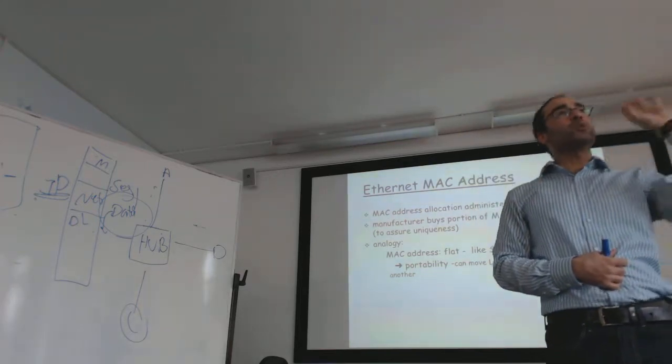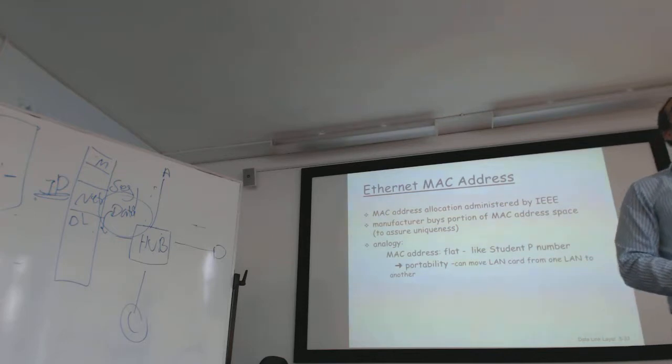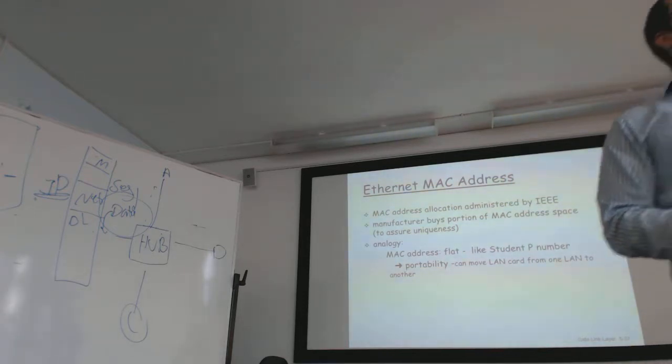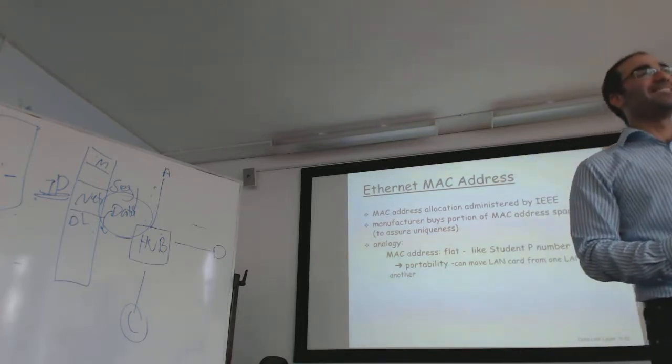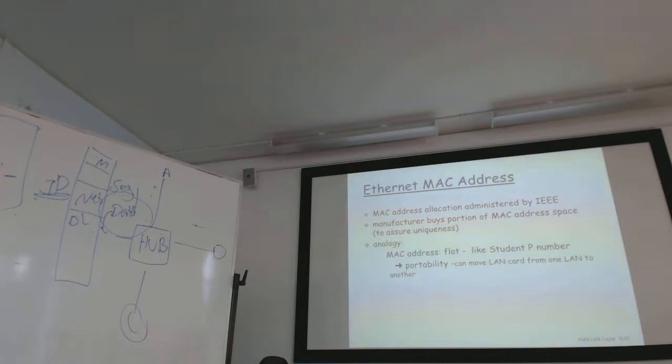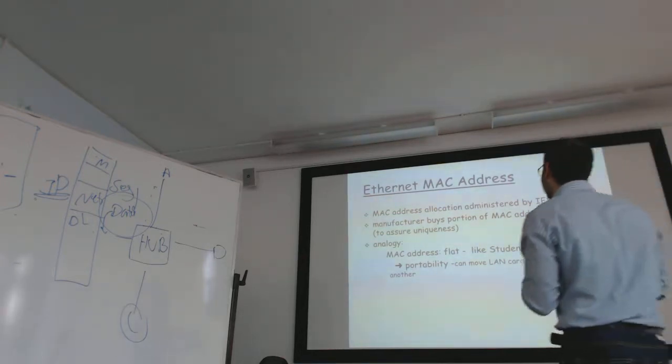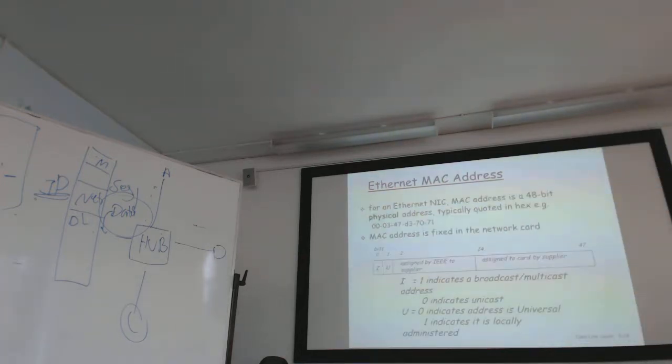So these are addresses associated with the LAN itself, the NIC, the network interface card. That's why it shouldn't be broken, in a sense, to create that sort of flexibility. But now, you don't deal with it. How does it look? For an Ethernet network interface card, a MAC address is 48 bits, called the physical address, typically coded in hexadecimal. An example, that's your MAC address.